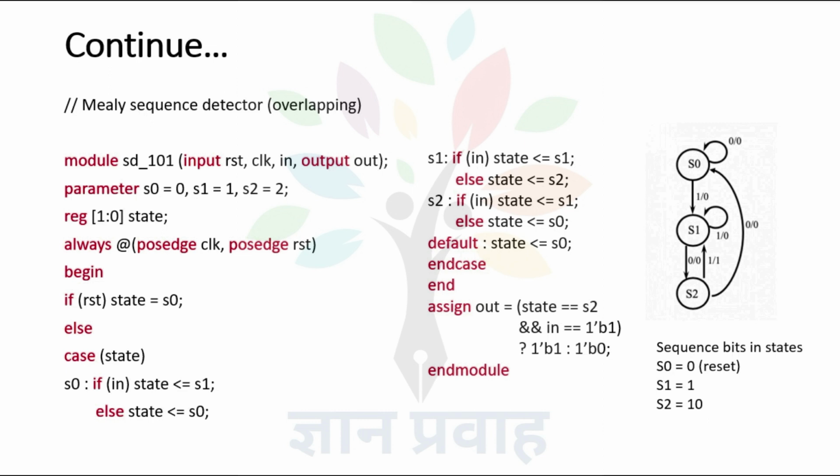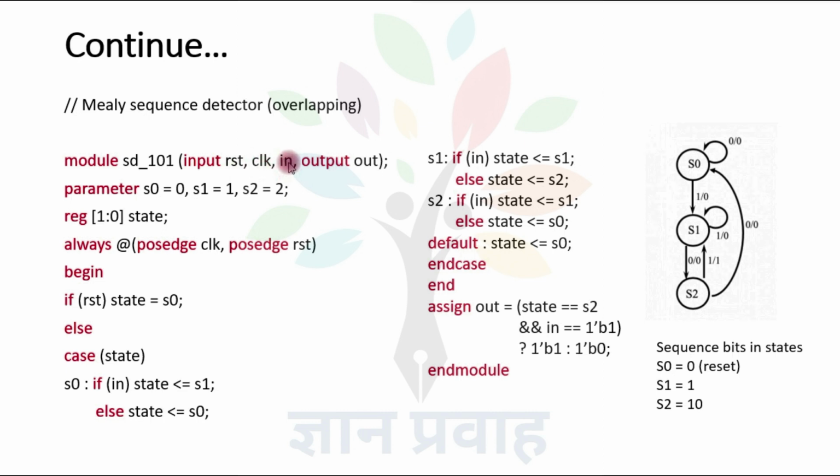Verilog program for the same problem, that is 101 sequence detector using overlapping working method, is presented here for Mealy FSM. Module, that is a reserved keyword. Module name SD_101. There are 3 inputs in case of Mealy and Moore FSMs, and these are 2 inputs for flip-flop, that is reset and clock.